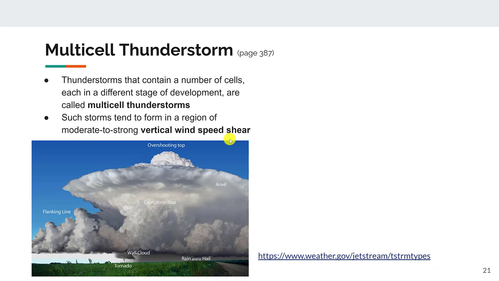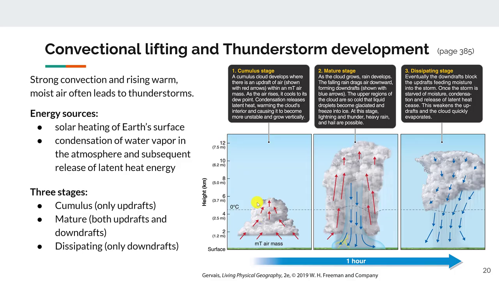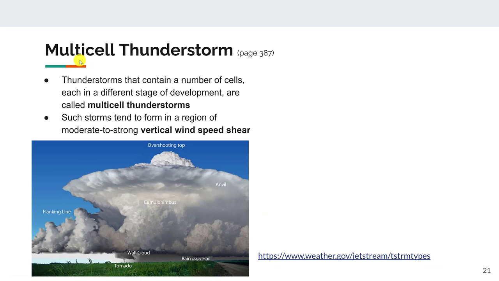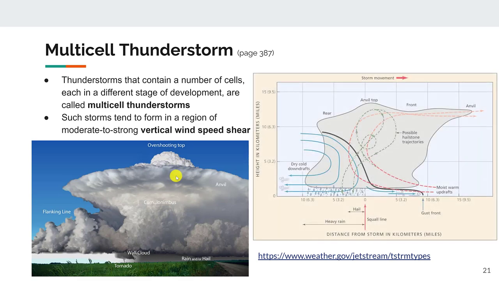And sometimes you will have a line of rising warm air masses, so you will have this multi-cell thunderstorm. So they're basically in a line. And some of them can rise very, very tall past the tropopause. You will have this very typical overshooting top, a cumulonimbus cloud. So you can see this is this monster, we call that a supercell thunderstorm.